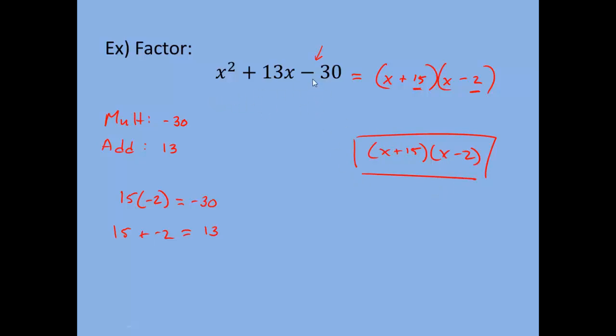Something important to notice here. Since we had to multiply to a negative 30, since this last term was negative, that told us that our numbers had to have opposite signs. One had to be positive, one had to be negative, because that's the only way you can multiply to a negative number. This sign being positive told you that the larger number would have to be positive. So that's how you know the 15 is positive and the 2 would be negative. Let's take a look at another example.